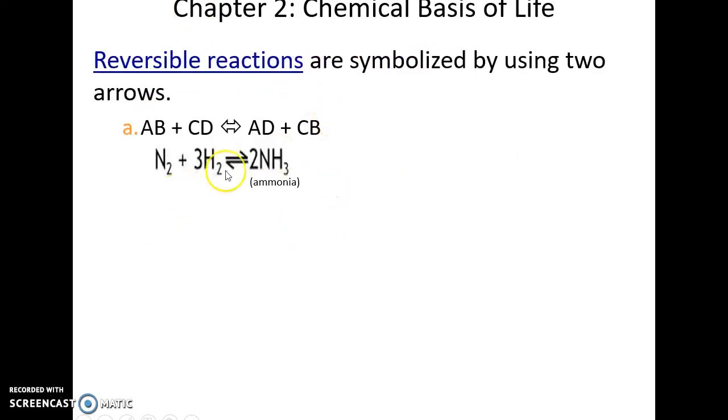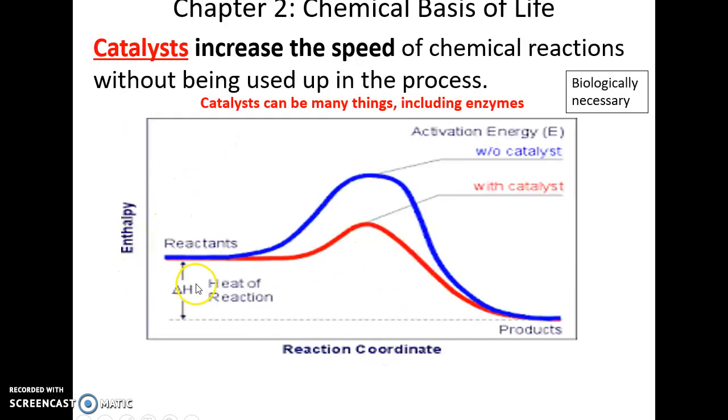Sometimes a reaction is reversible, so basically it can go either direction. Then you'll have an arrow pointing in both ways. So sometimes the products are the reactants and the reactants are the products. A catalyst is a compound, chemical, or maybe even a protein enzyme that will increase the speed of chemical reactions without being used up, so they can catalyze even more reactions.